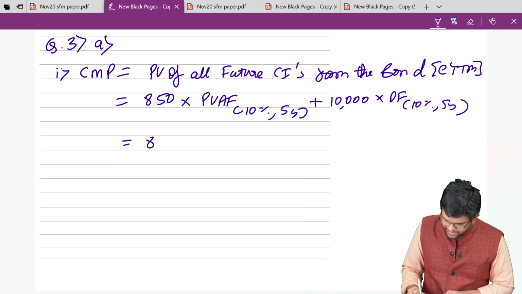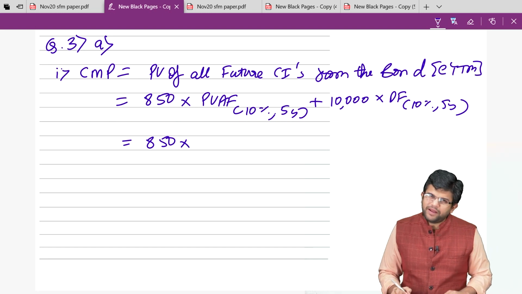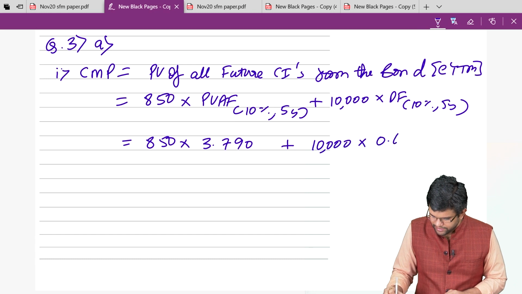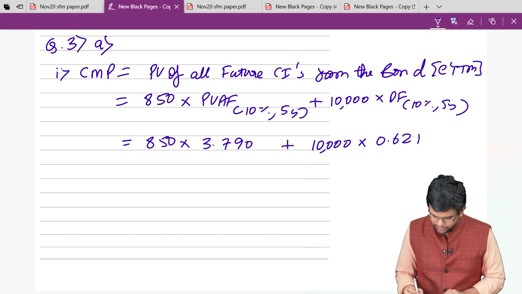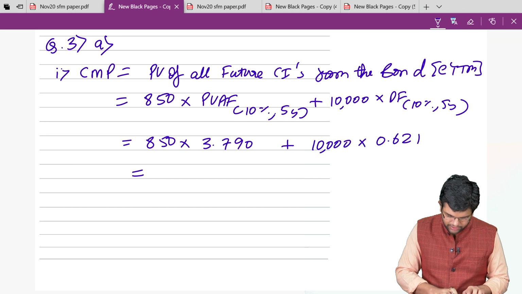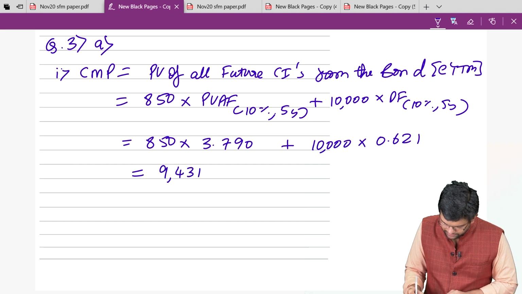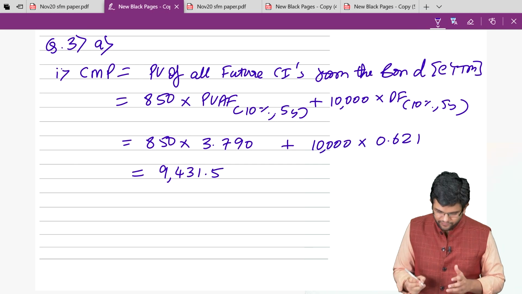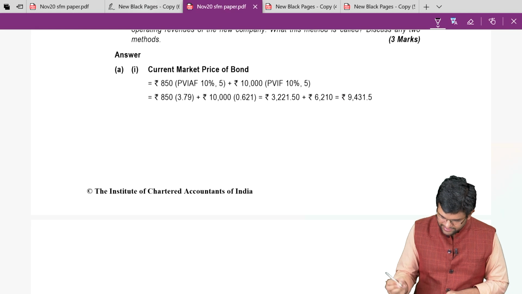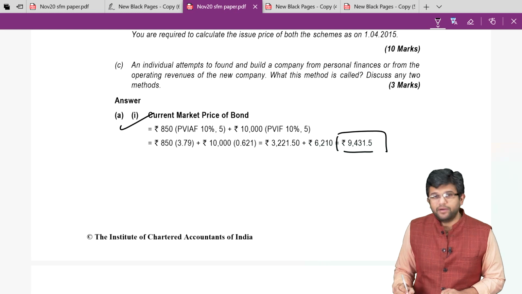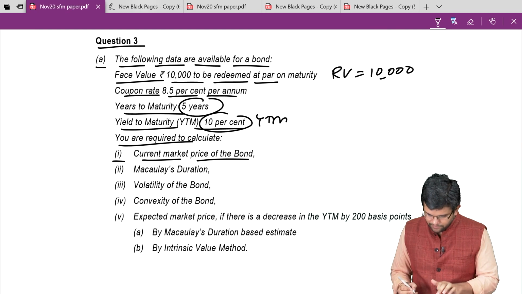Children, 850 into PVAF of 10% 5 years is 3.790 plus 10,000 into discounting factor of 10% fifth year is 0.621. We are taking 3 decimals here. So children, 850 into 3.79 plus 10,000 into 0.621, this will come to 9,431.5. 9,431.5 is the current market price. Let's see what ICAI is getting. Yes children, they are getting the same answer, 9,431.5, point number 1. Everyone clear till here? So with that children, we complete this point number 1.